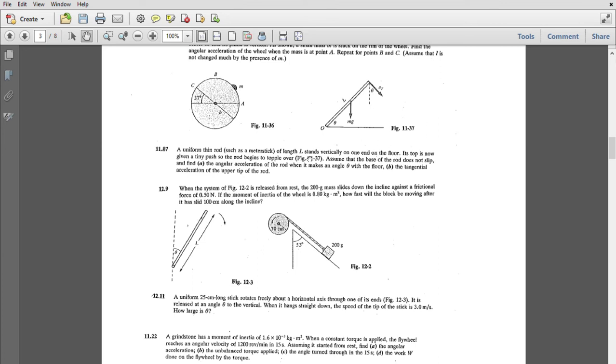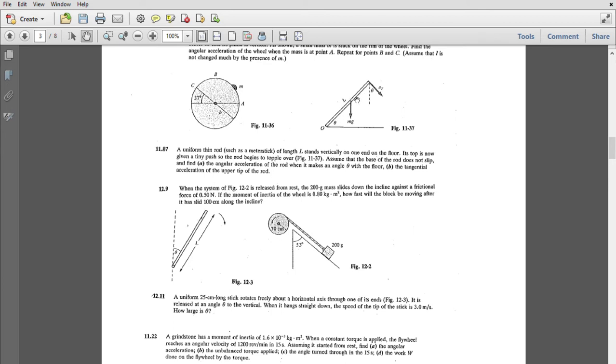I'm doing the wrong problem here. We're supposed to just find the angular acceleration. Okay, never mind. Scratch all what I said earlier, and let's just do torque net equals I alpha if we want to find the angular acceleration of the rod. We don't need to worry about how it started. All we care about is what it looks like right at this instant.